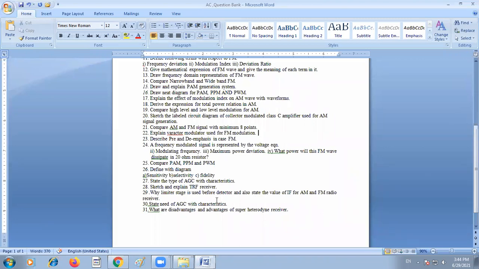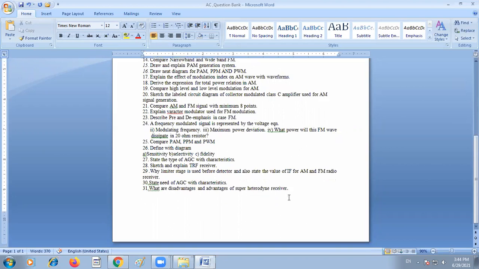And the next one is why the limiter stage is used before detection, and also the value of IF for AM and FM radio receivers. What is IF? Intermediate frequency, how much is it? Intermediate frequency for AM is 455 kHz. Intermediate frequency for FM is 10.7 MHz. The next one is state the need of AGC with characteristics. So automatic gain control characteristics are there to be explained. The last one is what are the disadvantages of the superheterodyne receiver. Okay, the superheterodyne receiver is also one of the important questions.